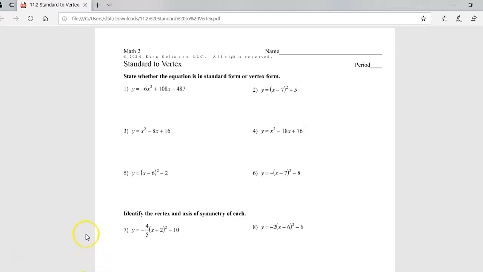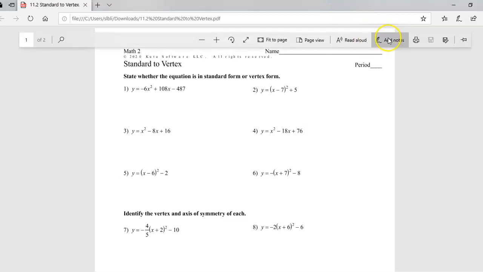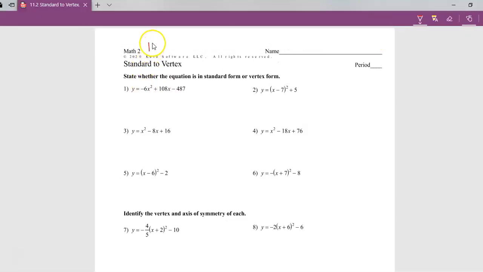Alright, so this video is going to be covering section 11.2, and it's called Standard to Vertex. We're going to be starting out with our equation in standard form, and we're going to be changing it to vertex form. I'm going to do something a little bit differently today. This is actually your worksheet that you're going to be assigned today. I'm going to go through and do all of the odds on your worksheet, and I'm going to have you do the evens for your homework for today.